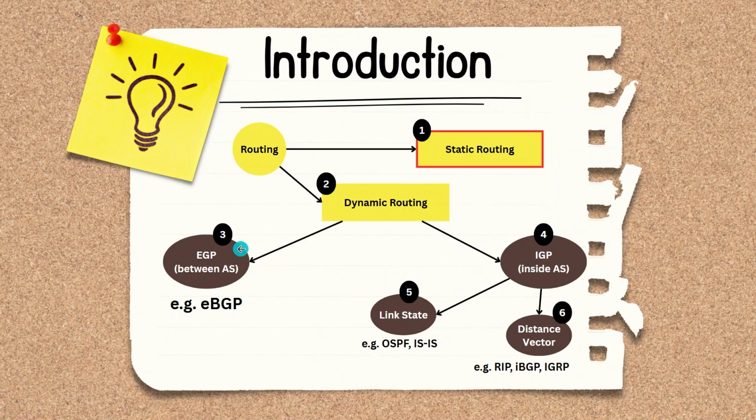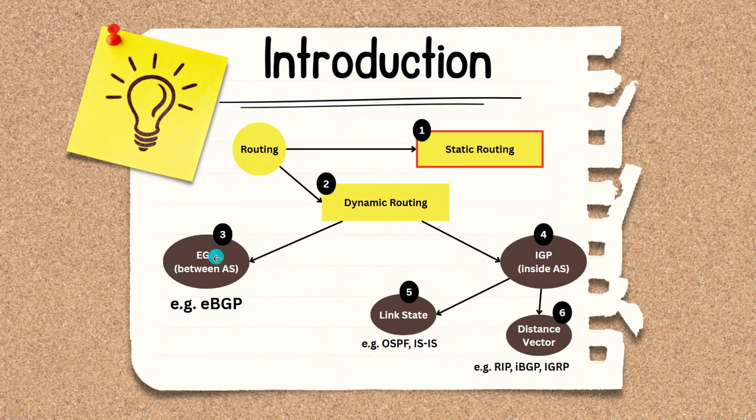And EGP is basically the protocol which can be used to route your network all over the internet. That's nothing but between ASes. So between your organization and, let's say, your friend's organization, who has his own network, how will you advertise your network over the internet to your friend? To achieve that routing, we'll use EGP, that is nothing but Exterior Gateway Protocol.